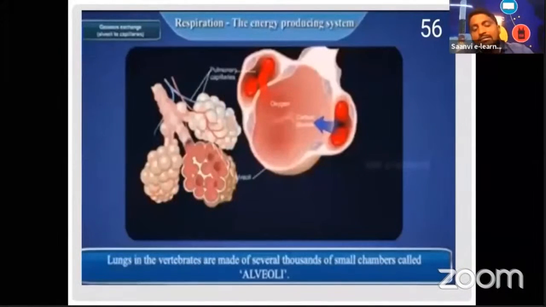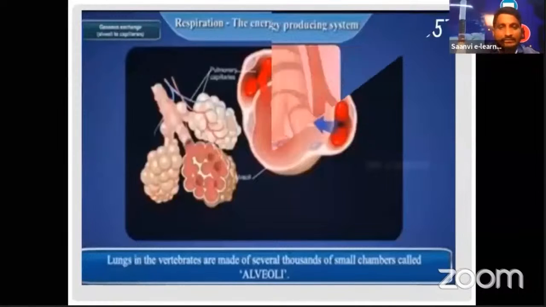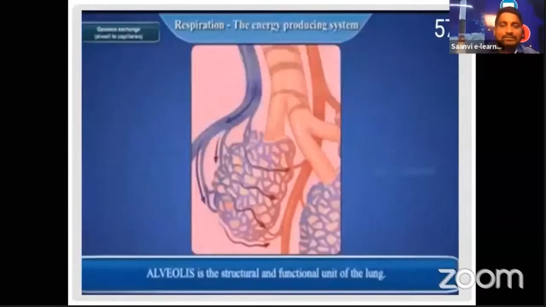Next, lungs in the vertebrates, as we have discussed, are made up of several thousands of small chambers called alveoli. Look at the screen. On the left side, the alveoli are given clearly. Alveoli are the structural and functional unit of the lung. Look at how the alveoli and the blood capillaries are arranged.